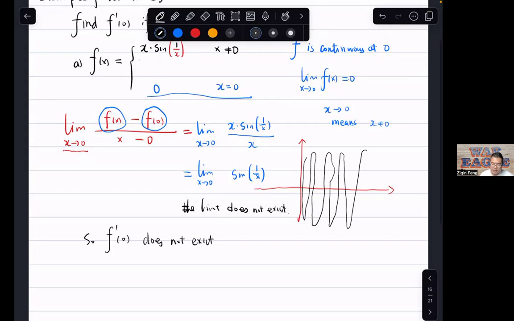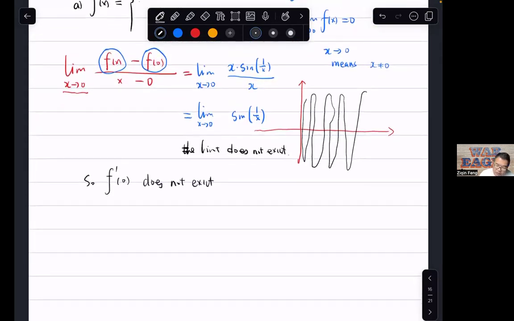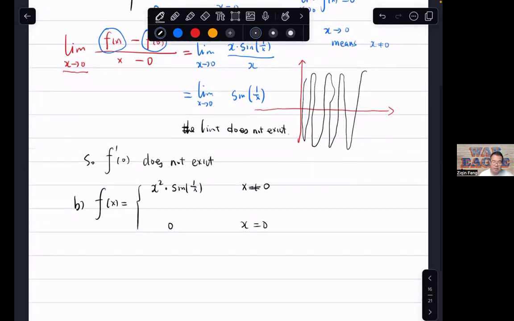Now let's see our second example. Let's change our function a little bit. Here, our function f of x is x squared times sine of 1/x when x is not equal to 0, and this is 0 when x equals 0. Again, by the squeeze theorem, this function is continuous at 0.